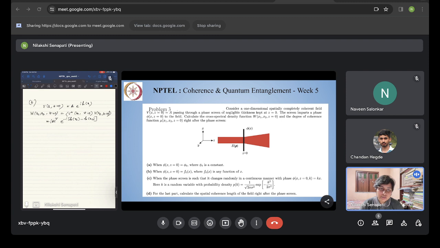Because now it is a function of x, and of x1 and x2, a function of x position, we cannot remove them. So this is the W, and mu will become W(x1, x2, z=0) divided by W(x1, x1, z=0) into W(x2, x2, z=0), which equals 1. So this is the degree of coherence.